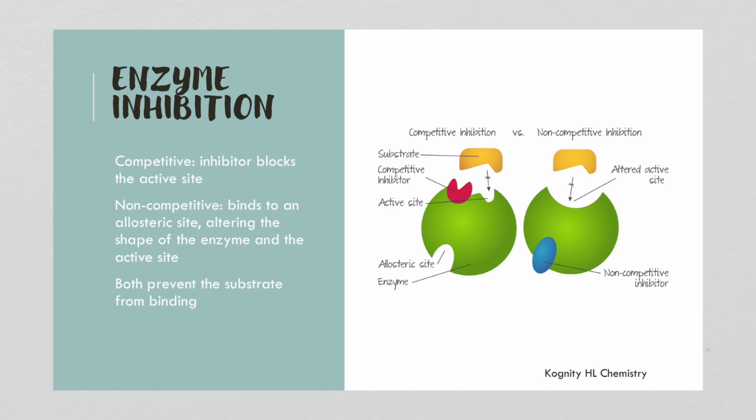active site. And then that changes the shape. And then the substrate still can't bind because the shape of the active site is hindered. So both of these types of inhibition prevent the substrate from binding and prevent the products from being produced.